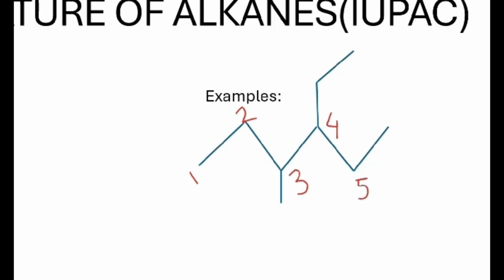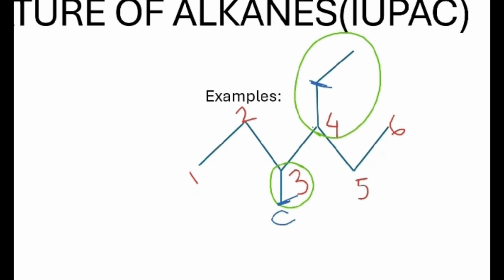So I numbered the parent chain and I find that there are 6 carbons because each corner is 1 carbon. A total of 6 carbons in the parent chain gives me the name hex, and since they are all connected in single bond, I get the name ane. With the third carbon of the parent chain, there is 1 carbon attached, and with the fourth carbon, there are 2 carbons attached. So, if there is 1 carbon, we get the name meth, and if there are 2 carbons, we get the name eth.